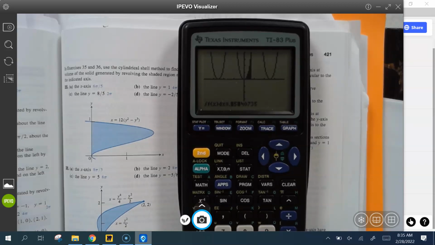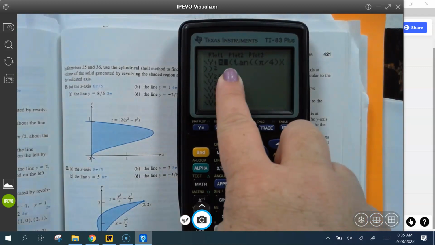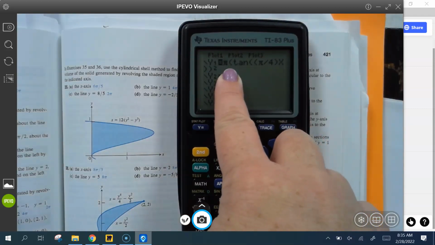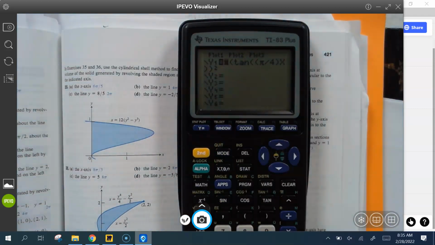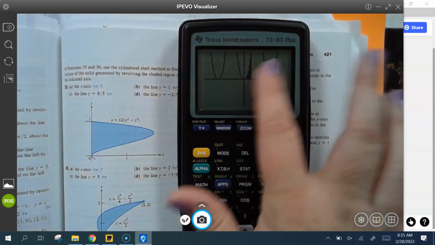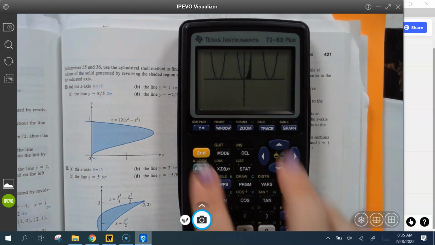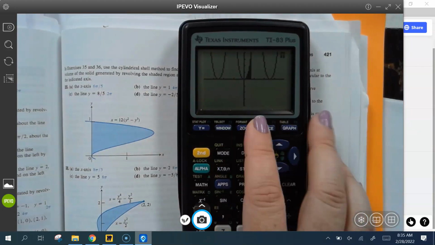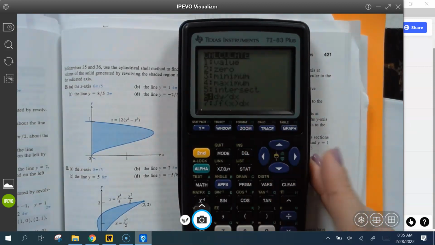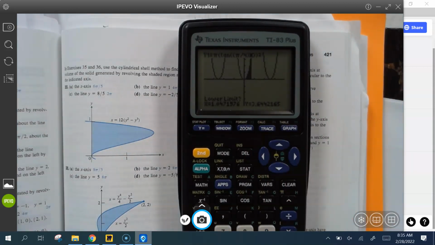He said, could you put the pi inside of it instead of multiplying it last? And you can, so yeah, that's just the other way to do the integral. Second trace, down to the integral, and then all you have to do is give the bounds, 0 to 1. It's a little easier than doing it this way, function manager.